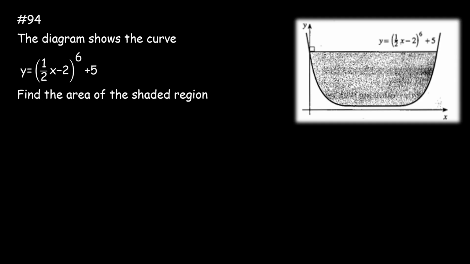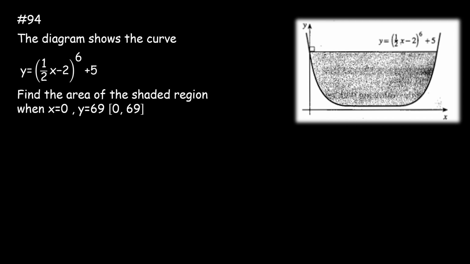Question 94. The diagram shows the curve y equals half x minus 2, all to the power 6, plus 5. Find the area of the shaded region. So when x is equal to 0, y is equal to 69. It means that this graph cuts at (0, 69). So the straight line which is at the top of the graph is actually y equals 69.